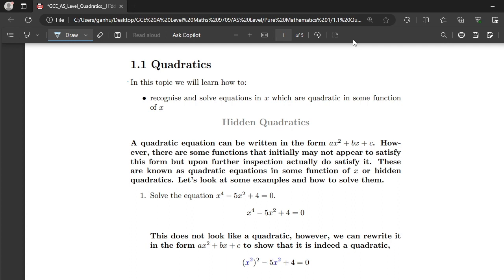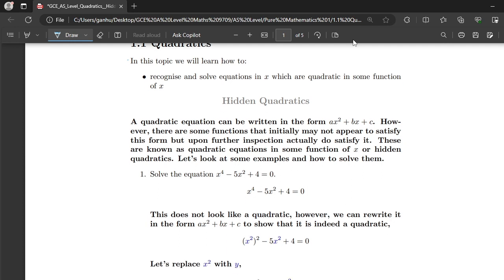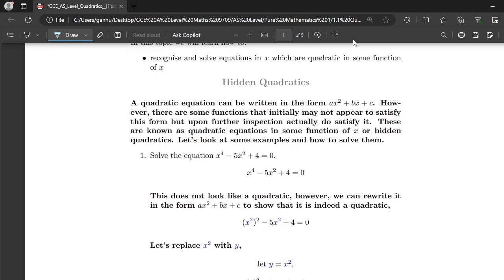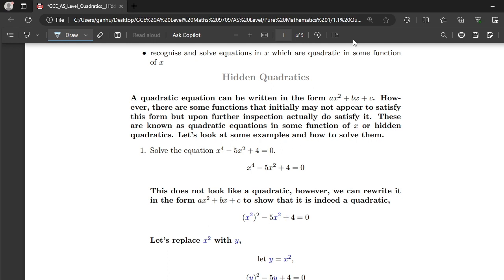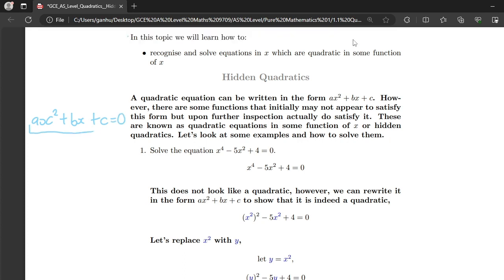To be able to define what a hidden quadratic is, we first have to define what a quadratic equation is. A quadratic equation is any equation that can be written in the form ax squared plus bx plus c equals 0. Hidden quadratics do not initially appear to satisfy this form, but with a little bit of work and simplification, you will notice that they actually do.